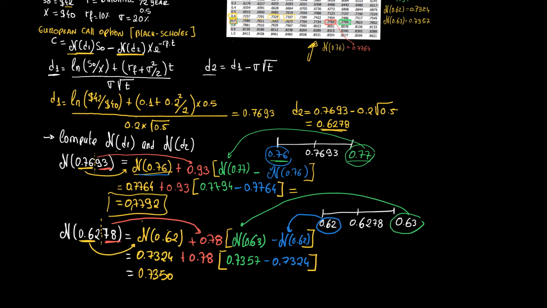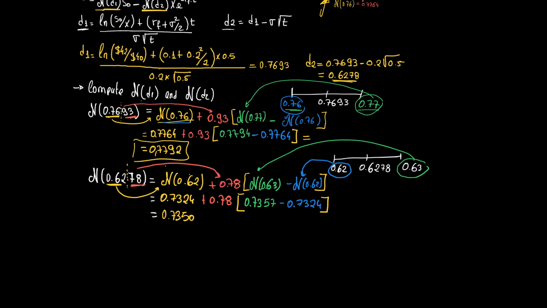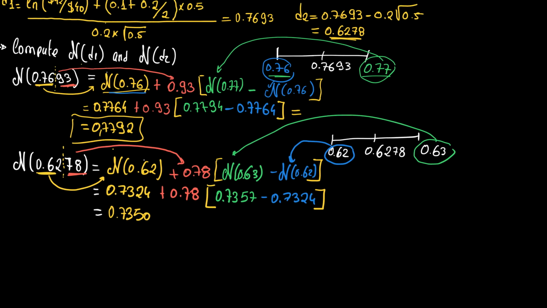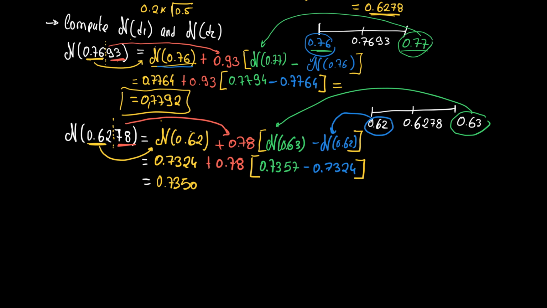Okay, so we are not finished yet. So we just computed the values of n of D1 and n of D2. Now we need to compute the final price of my option. Let's put here compute option price. And this is nothing more than the application of the Black-Scholes formula.